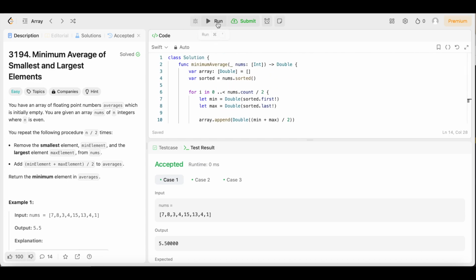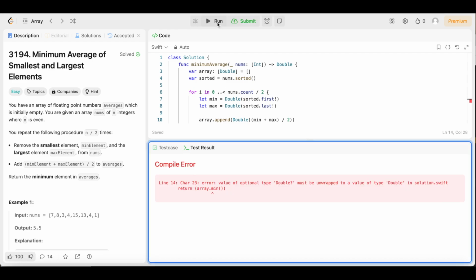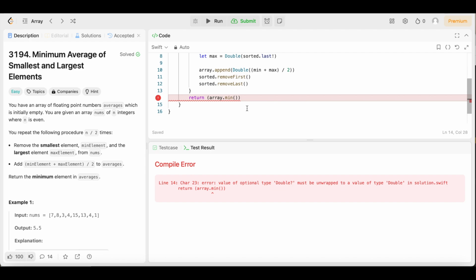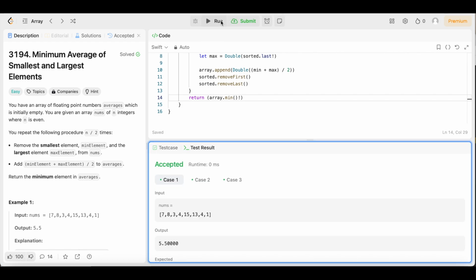That should be it. Let's see. Let's run it. Let's make sure it runs how it's supposed to run. Make sure it's all going smooth. Ooh, okay. Optional double. So it's an optional, y'all, which means we have to unwrap it. So we have to put an exclamation point right there. So let's run it again. Make sure it still runs how it's supposed to run. Let's see, y'all. And it's accepted, y'all.